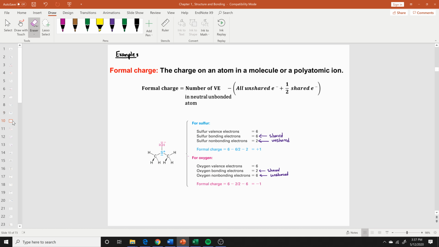Apply the formal charge rule. The number of valence electrons of sulfur is 6, minus half of the shared electrons. See how many shared I have: 1, 2, 3, 4, 5, 6 for the sulfur, so that's 6 times half, minus the unshared. The unshared is the lone pair on the sulfur, which is 2. This is going to be equal to positive 1, so you can easily figure that out. You do the same thing for the oxygen. Once you figure out your charges, you just include them in the Lewis structure.